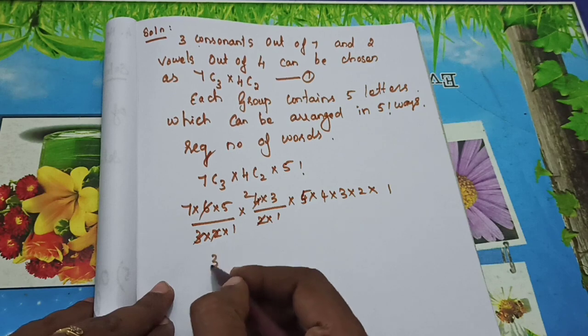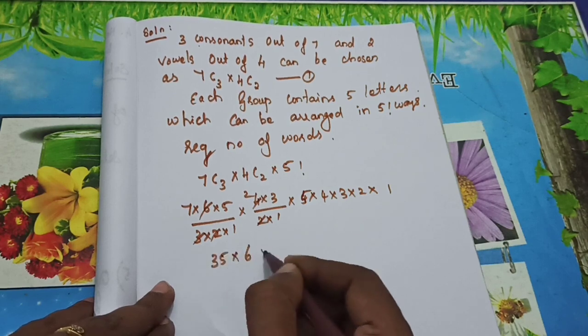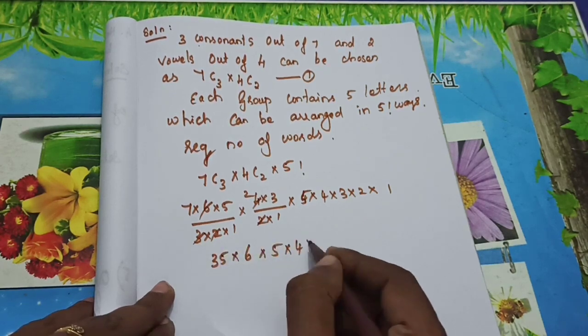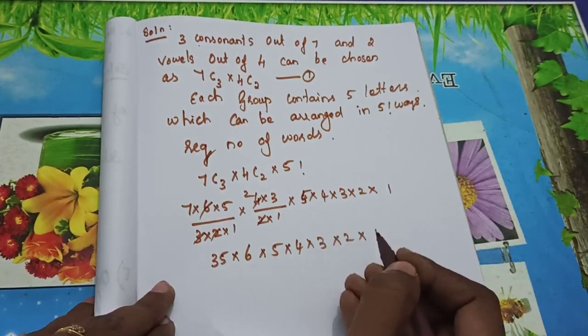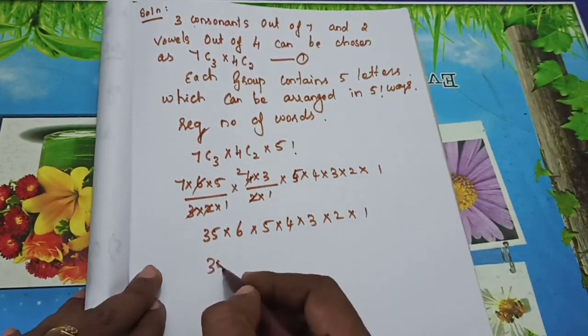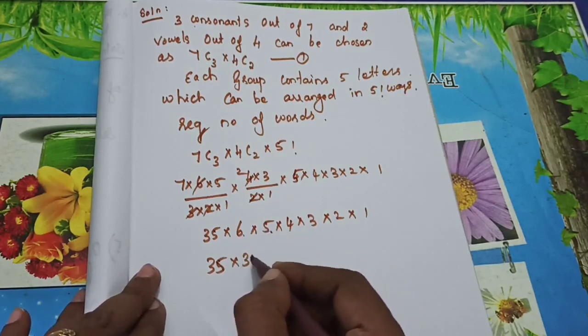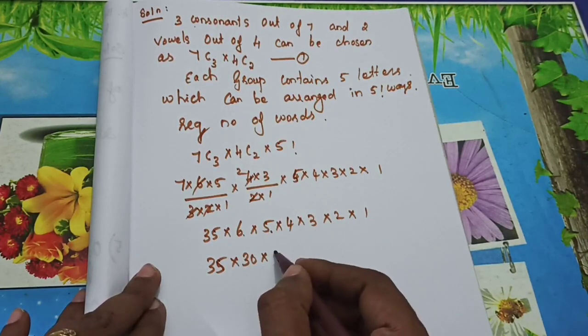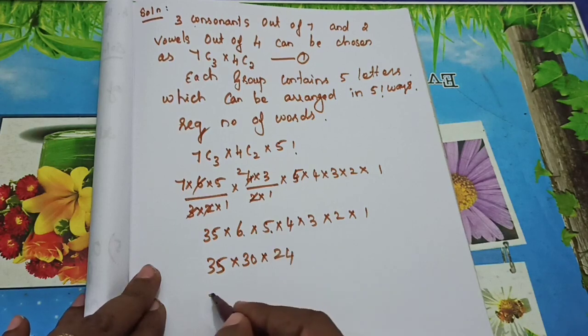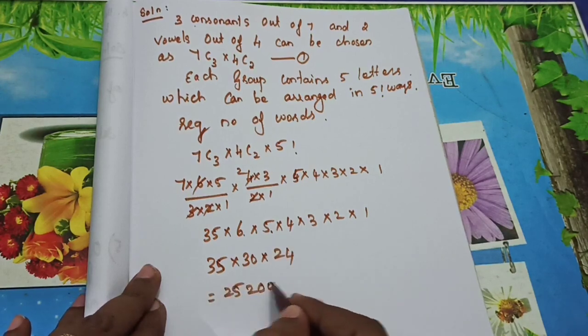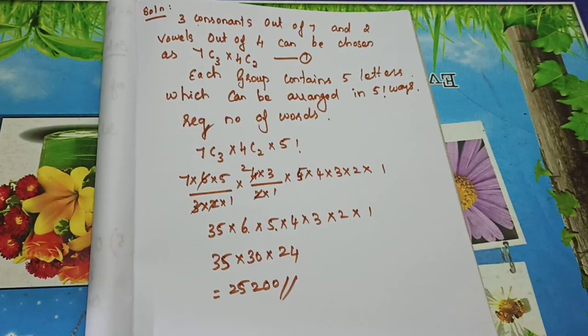So 7 5s are 35 into 6 into 5 into 4 into 3 into 2 into 1. Multiply 35 into 6, 6 into 5 is 30, into 4 is 120... 3s are 12, 12 into 2 is 24. Okay, let's multiply: 25,200. This is the answer. Got it? So you understand clearly.